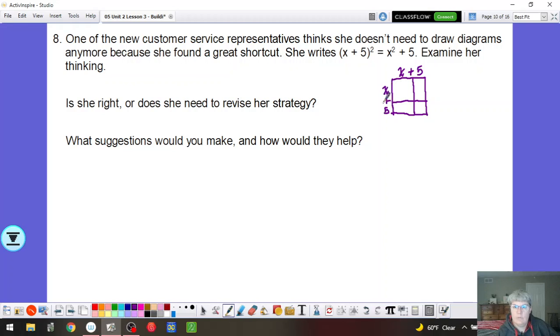It's not going to work to just have x squared plus 5, because the lower right corner alone is going to be 5 times 5, which is 25. She's also not taking into account the rectangles that are formed by the added length. So yes, she needs to revise her strategy.